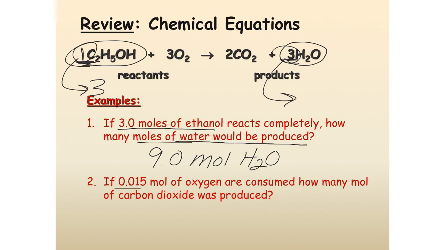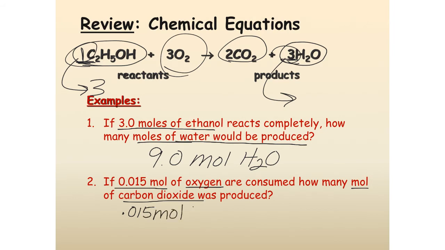So we have 0.015 moles of oxygen. Now we're looking at the O2 consumed. How many moles of carbon dioxide were produced? It's a little difficult to figure out off the top of our head going from 3 to 0.015. They're in a 3-to-2 ratio, so you could do it that way, maintaining the 3-to-2 ratio to figure out how many moles of carbon dioxide, or you can use dimensional analysis, one of my favorite skills.